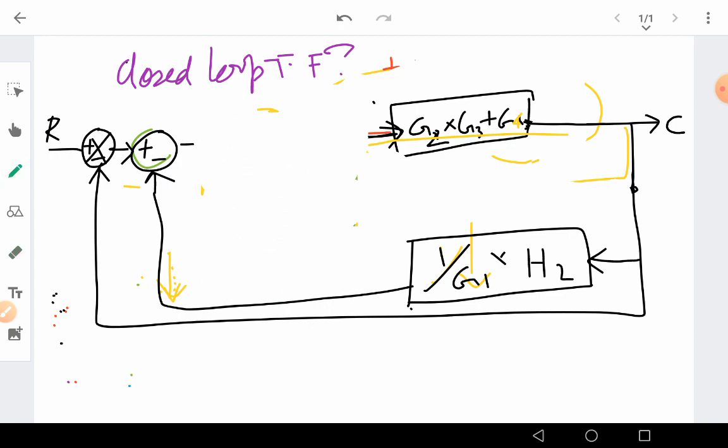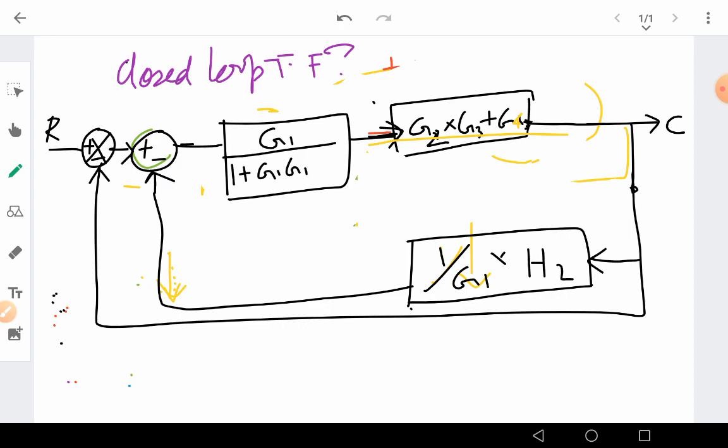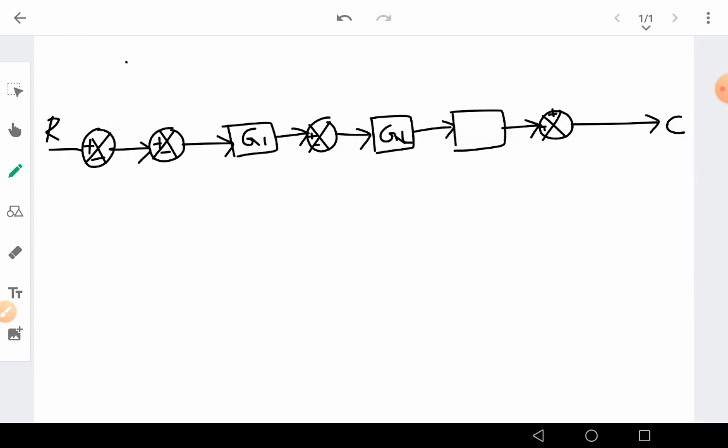So this will become a single block, right? g1 divided by 1 plus g1 g2, was it h1 or h2? h1, right? g1 g2 h1. Now this became a single block. Now you know these two are in series, now you can combine these two together.